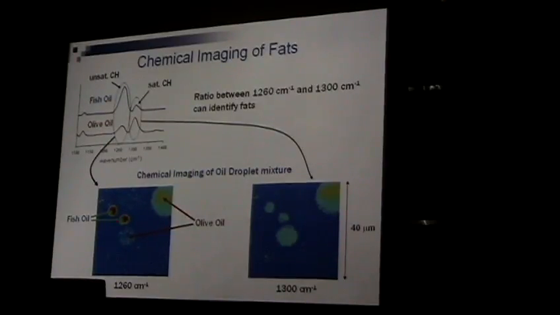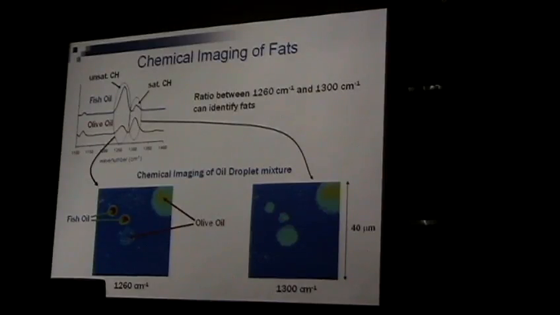Remember, we are taking the entire Raman spectrum like this at every position. Here, I just look at 1260, and these two are strongest. This is not a separate scan, you have the same data. And if I look at 1300, this one decreased a lot, but these are similar, or increased actually. So we can say these two are fish oil, and the other two are olive oil.